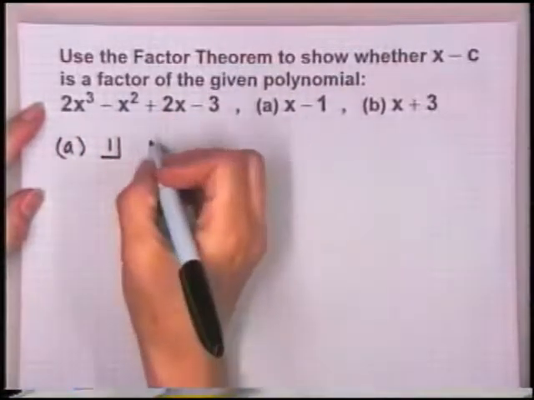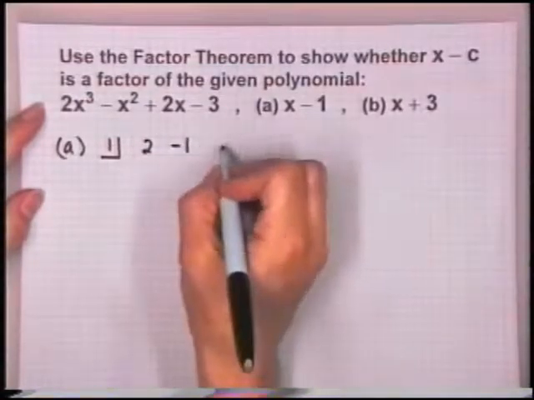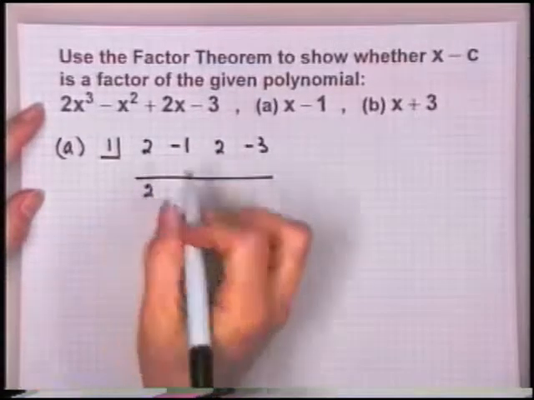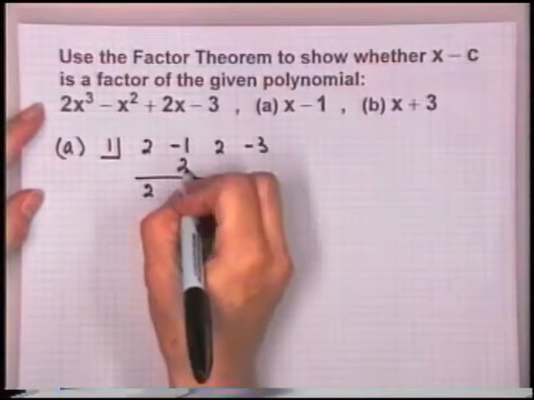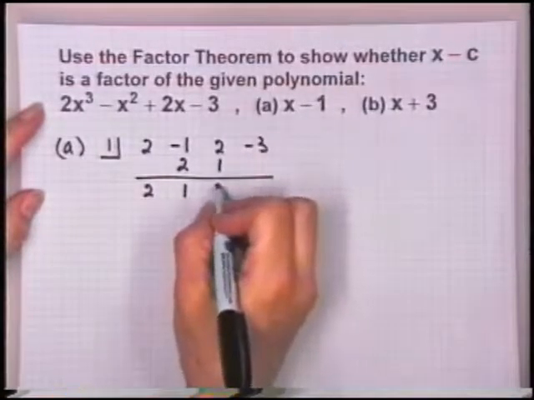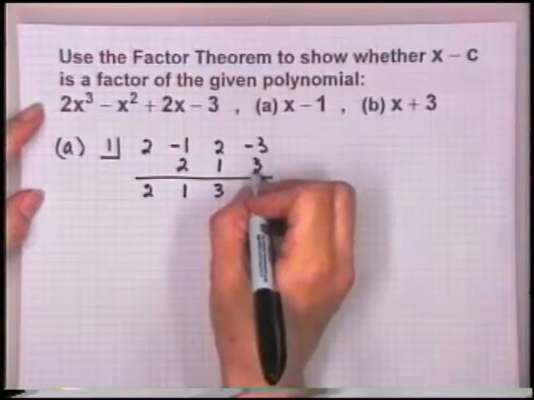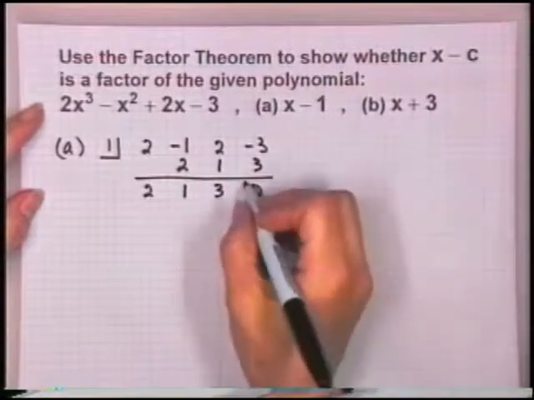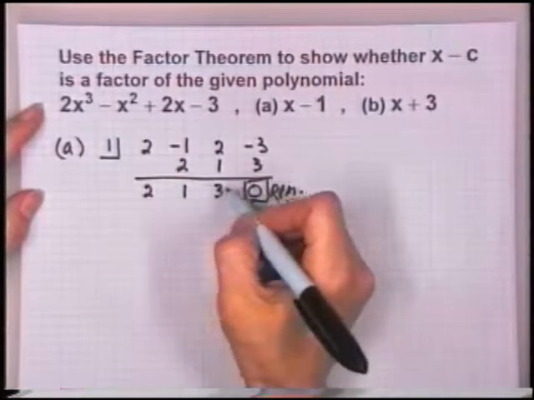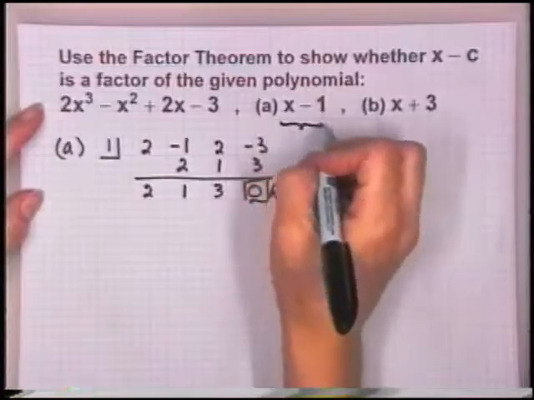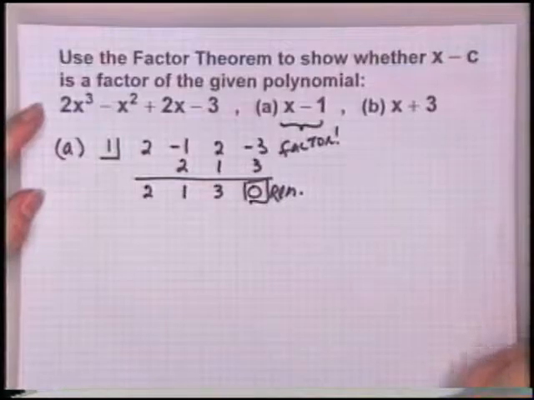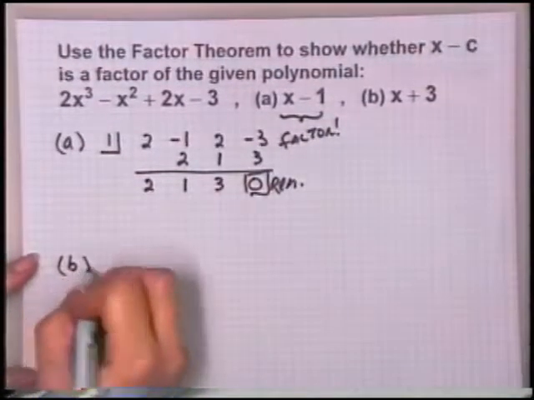Let's bring down these coefficients. Notice you don't skip any powers here. So I have 2, -1, 2, and -3. Draw your line, bring the 2 down. 1 times 2 is 2. Adding here, I get 1. 1 times 1 is 1. Adding, I get 3. 1 times 3 is 3. And adding, notice I get what? 0. My remainder is 0. So that says x minus 1 divides evenly with no remainder. So this is a factor. Okay? Now let's do the B part.